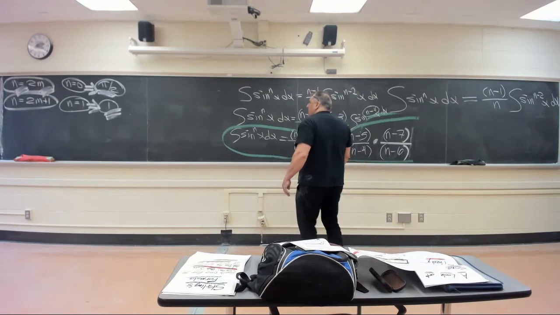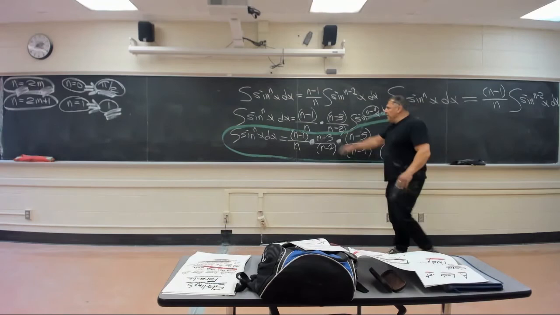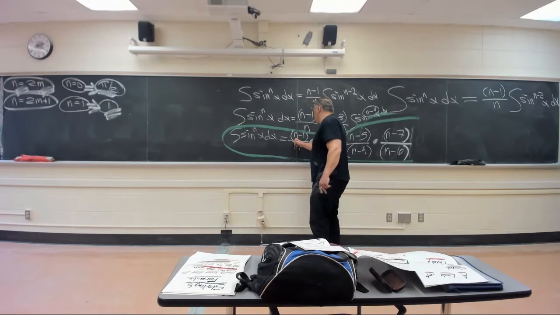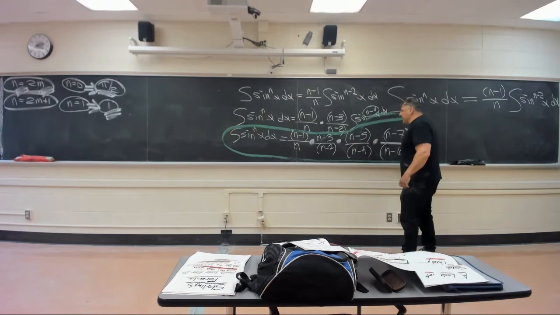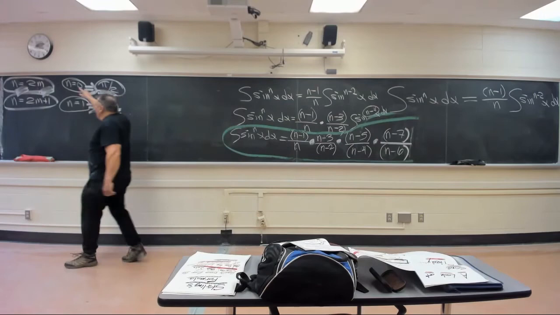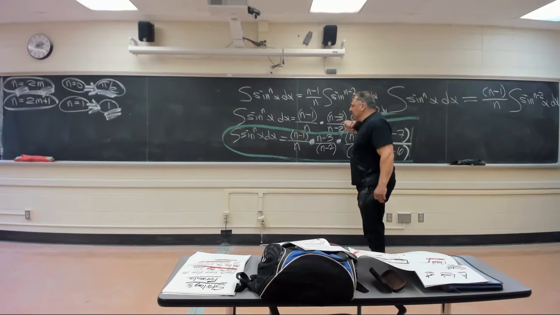Earlier, with the even scenario, all the numerators, or at least close to all of them, were odd, even the sine to the 1. All the numerators were odd because you're going an even number 2m minus 1, an even number 2m minus 3, an even number 2m minus 5. Those are odd. And here, 2m, 2m minus 2, those are even. Odds on top, even on the bottom for the even scenario. For the odds, even on top, odd on the bottom.